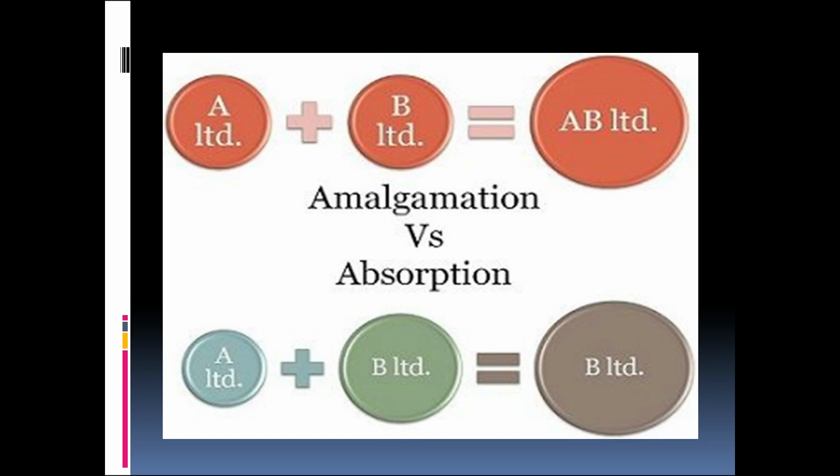In absorption, B Limited takes over the business of A Limited. So A Limited loses its existence and only B Limited exists. It is known as absorption. In this process, a smaller existing company is overpowered by an existing larger company. No new company is formed. Real life example: Vodafone Limited absorbed H Limited. Then it is called Vodafone Limited.